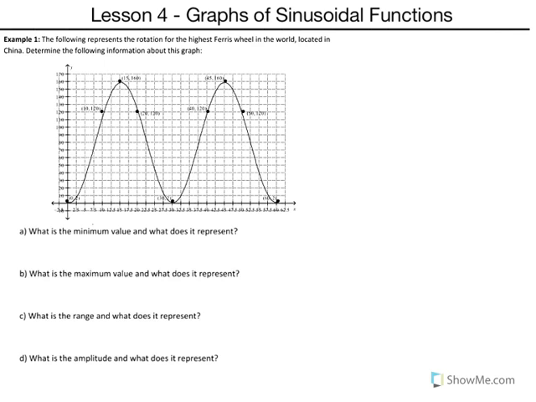So we're going to determine the following information from the graph. So we want to find the minimum value, and what does that represent? So our minimum value is right here. It tells us right here, 0 and 2. So minimum is equal to 2. So if you're having trouble picturing this, we have a Ferris wheel.